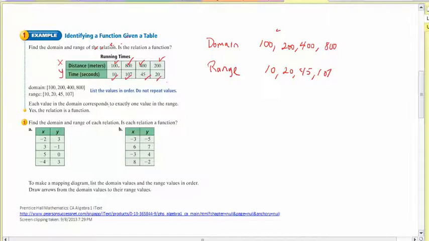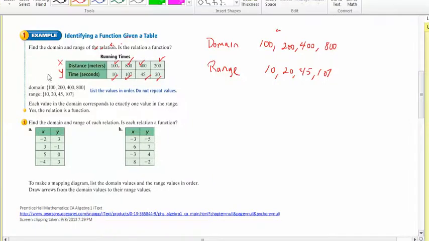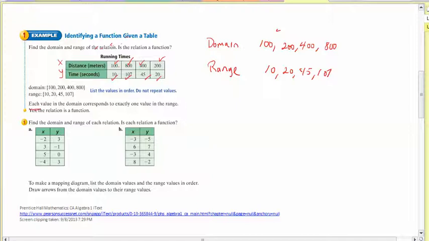Okay, so now for each value of the domain, does every x only have one y? And what you do is you look at 100. 100 is paired with 10. 800 is paired with 107. 400 is paired with 45. And 200 is paired with 20. Every x only has one y, so yes, it is a function. Alright, so now on your own, pause the video, and I want you to find your domain, find your range, and then determine if it is a function.